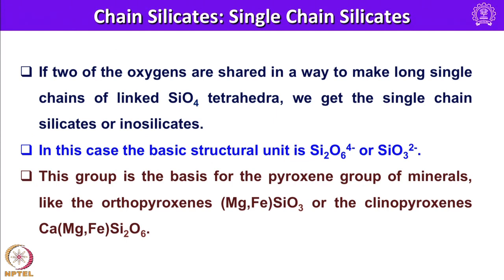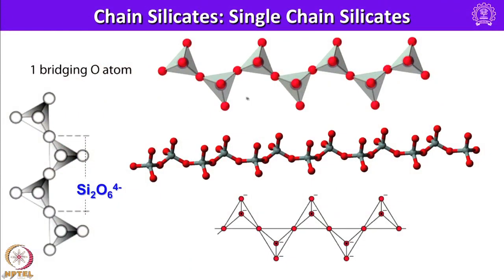Okay. Let us look into the chain silicates. If two of the oxygens are shared in a way to make long single chains of linked SiO4 tetrahedra, we get the single chain silicates or inosilicates. And again here the basic structural unit can be seen here, Si2O6 4 minus or SiO3 2 minus. This group is the basis for the pyroxene group of minerals having this composition I have shown here, having counter cations such as magnesium, iron in this one, or calcium and magnesium along with iron in case of this chain silicate. And of course, this is how the chain silicate looks.